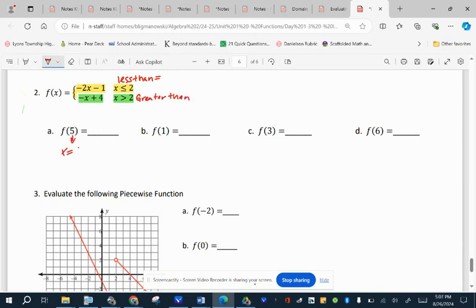So when x equals 5, that's when x is greater than 2. So that means I'm going to use this green equation. So negative 5 plus 4 would give me negative 1. When x equals 1, that's less than 2, so I'm going to plug it into that first equation, and I'm going to get negative 3. When x equals 3, that's greater than 2, so I'm going to plug it into the second equation. And when x equals 6, that's greater than 2, so I'm going to plug it into that second equation also.